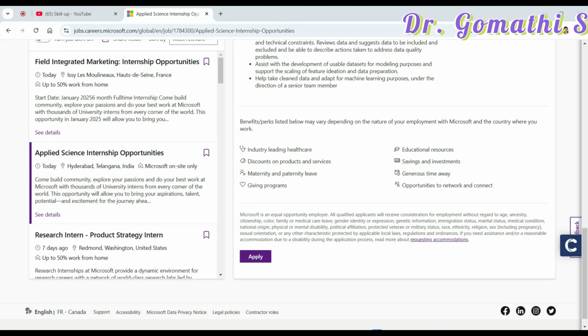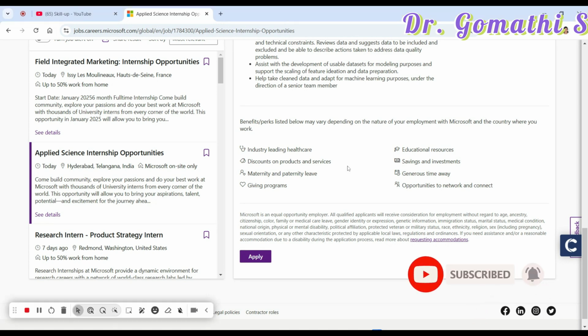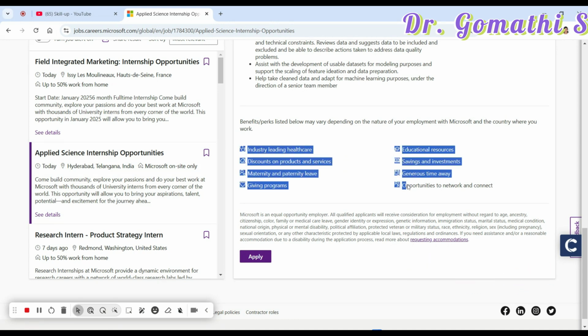Okay, so the letter of recommendation should be clear and well written. Because the one who is going to read that letter might contact the person who has written your recommendation letter, and they will connect with them and ask about you. So it is always good to give the correct data, and it is good to have the right letter format with you. And you can see here that they are offering a lot of benefits.